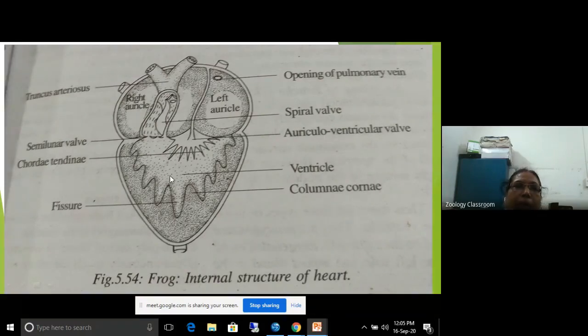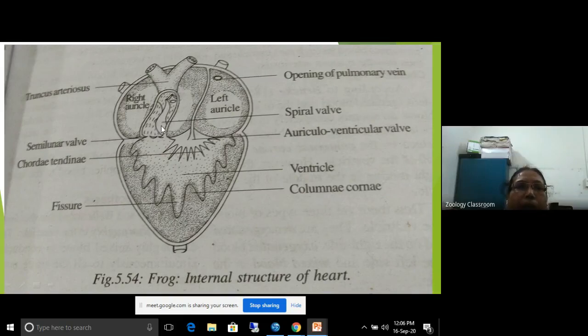Interauricular septum. Then the ventricle is thick and muscular, and it shows trabeculae. These are elevations, called fissures and trabeculae, also called columnae carneae. Due to these trabeculae, the pure blood from the left side and the impure blood from the right side get mixed, and this mixed blood is supplied to the body through the truncus arteriosus.